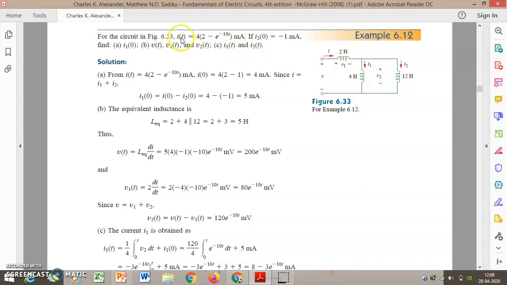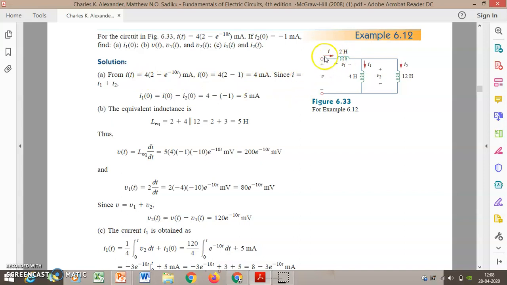And what is I of t? I of t is given as 4 into (2 minus e power minus 10t). This is given here, milliamps. And so substituting t equal to 0 in this, we'll get I of 0. So here we don't have t, only in e power minus 10t we have t. So substitute t equal to 0, this becomes e power 0 which is equal to 1. So 4 into (2 minus 1) which is equal to 4 milliamps. This is here I of t or I of 0.